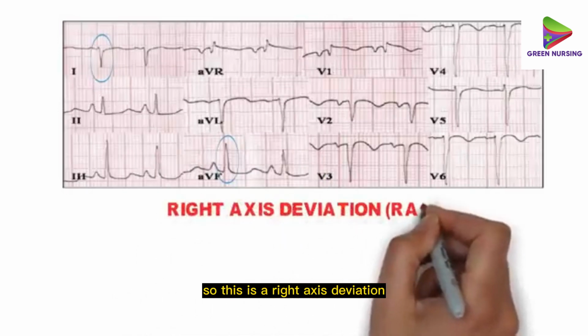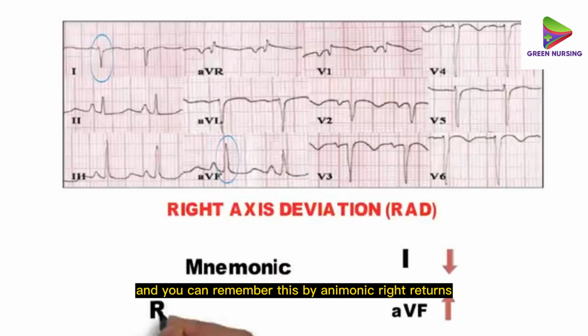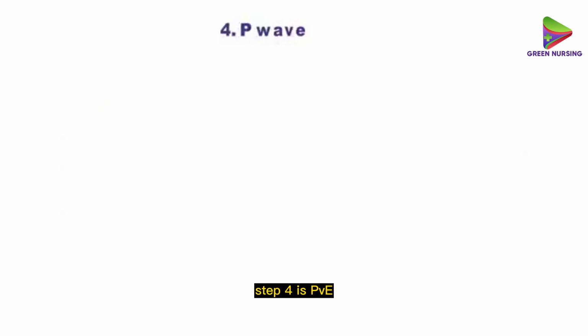So this is a right axis deviation, and you can remember this by the mnemonic "right returns". Step 4 is P wave. First of all, see whether the P wave is present or not. If present, see the morphology. For P wave morphology, we'll look at lead 2 and V1.